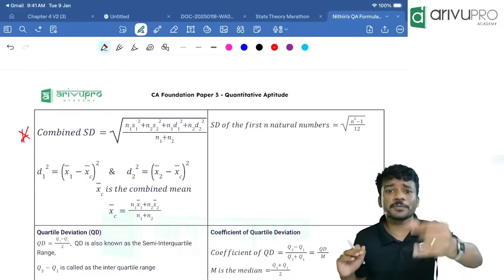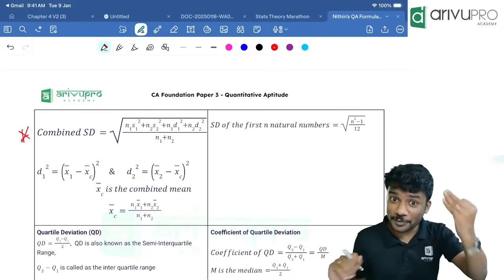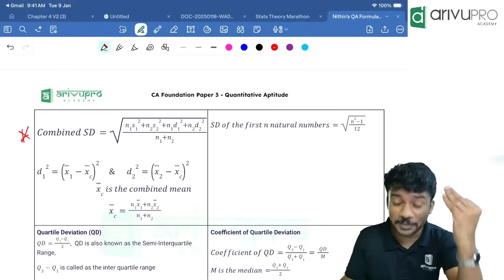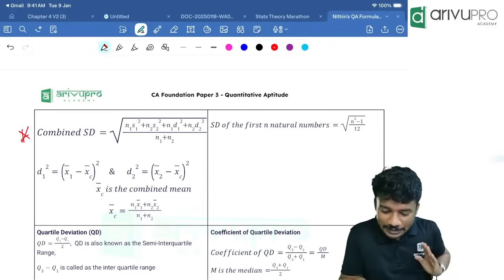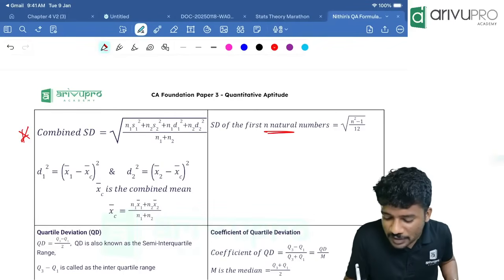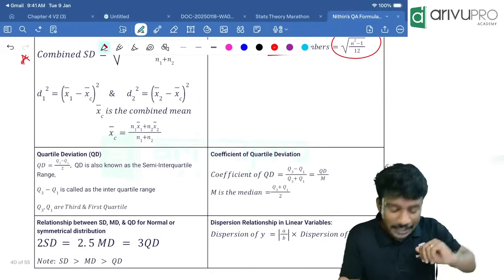Then there will be a question based on future value. There will be a question based on present value. One effective rate of interest question will be there no matter what. That will be there, all sure. Then, people, the standard deviation of the first n natural numbers is nothing but root of (n square minus 1) divided by 12.